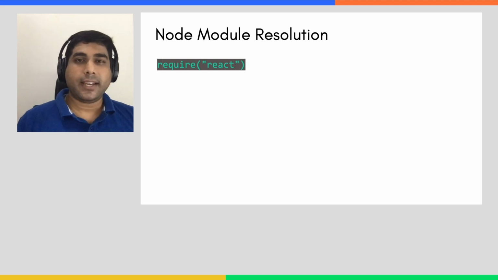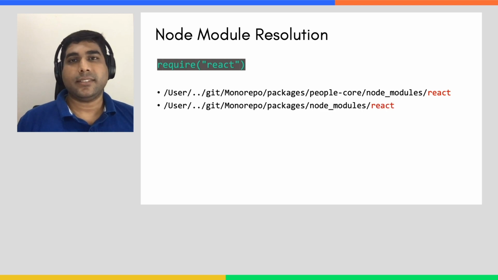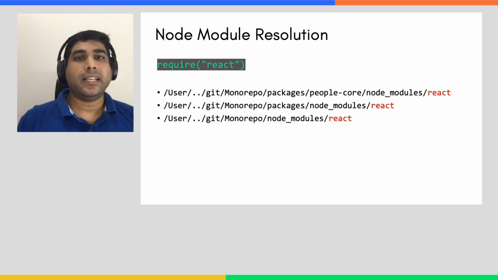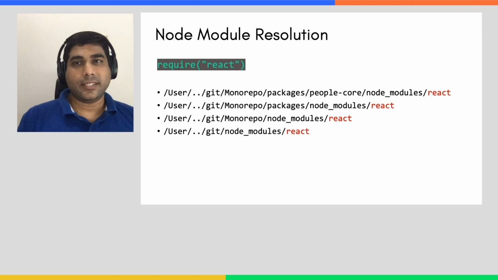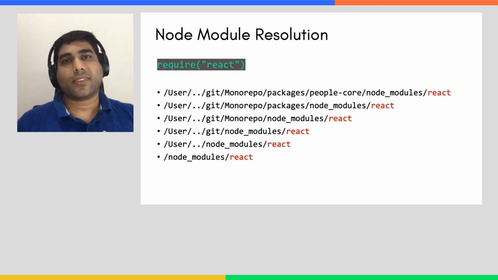The basic idea behind this algorithm is that it recursively looks for a certain package that is required. Let's take an example. Say a module in the people core package depends on React. Node will look for React in the node modules folder of people core. If it can't find it there, it will look in the node modules folder of the parent of people core, and so on, all the way to the root of your hard drive.